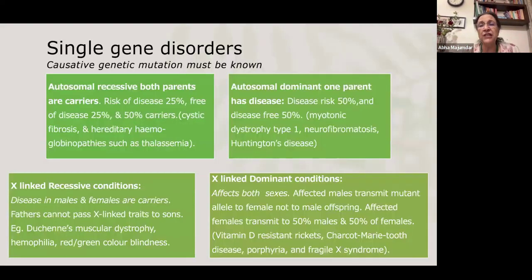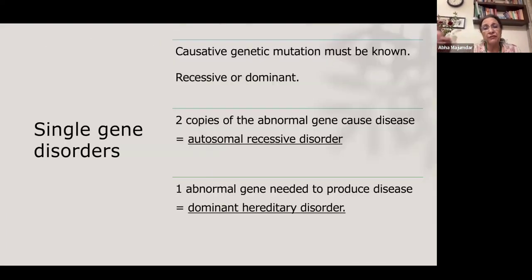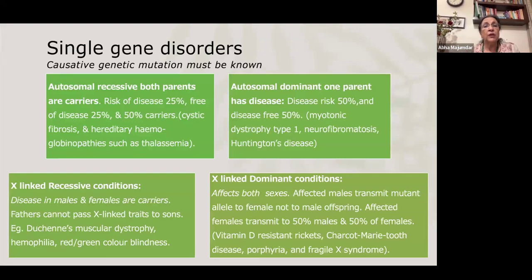So one abnormal gene needed means that only the father or mother is diseased, and if that gene comes to the child, the child will get the disease. There is no carrier status here. It is either a normal child or a diseased child, whereas autosomal recessive will have a carrier status, a normal status, and a child with the disorder. Now, single gene disorders, again, I emphasize we must, by genetic counseling, find out the causative gene mutation. A geneticist has to be involved in this.